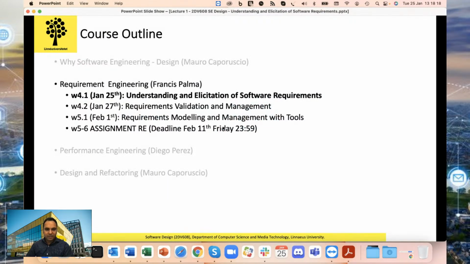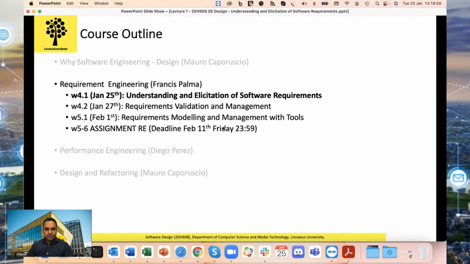Then for the assignment part, this week and next week will be our lecture weeks. So after February 1st, you will start working on your assignment. So next week and the following week will be your assignment period. You will have your deadline on next Friday, that is February 11th. But I will come to this assignment in more detail on February 1st, that is our last lecture.